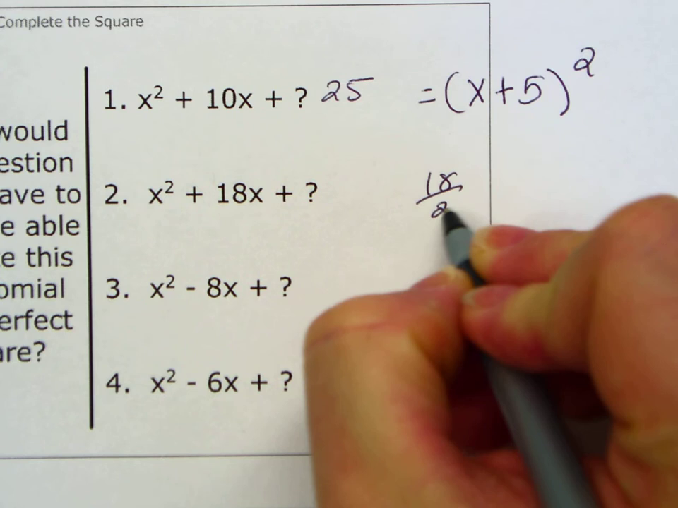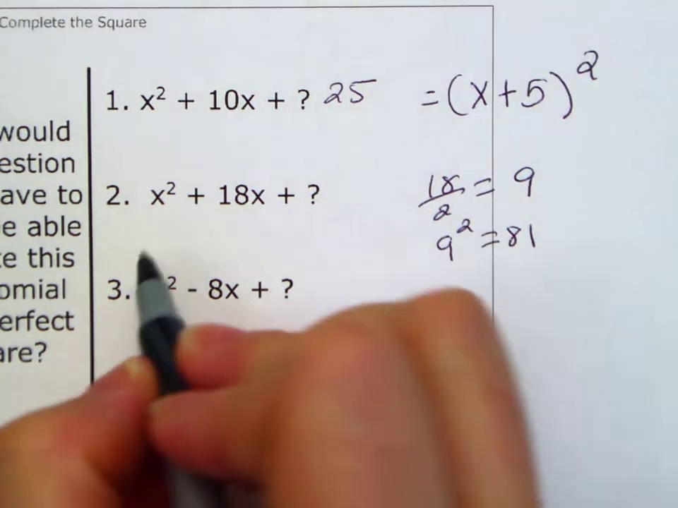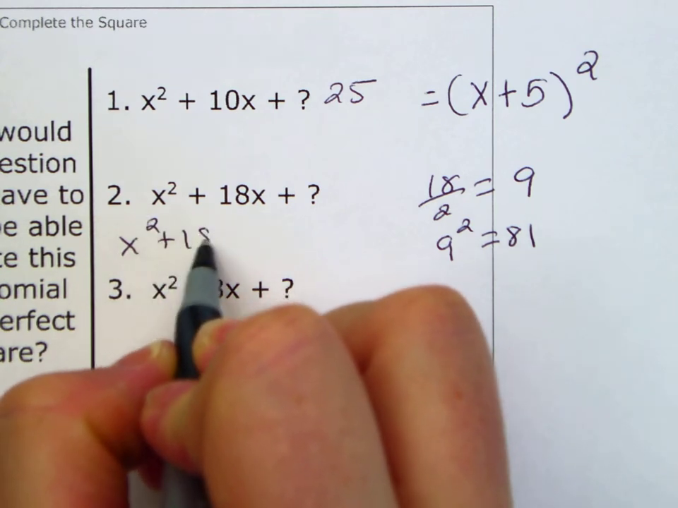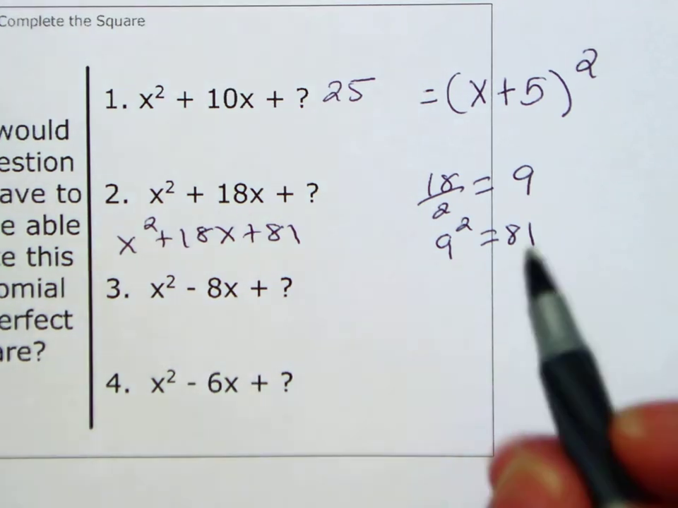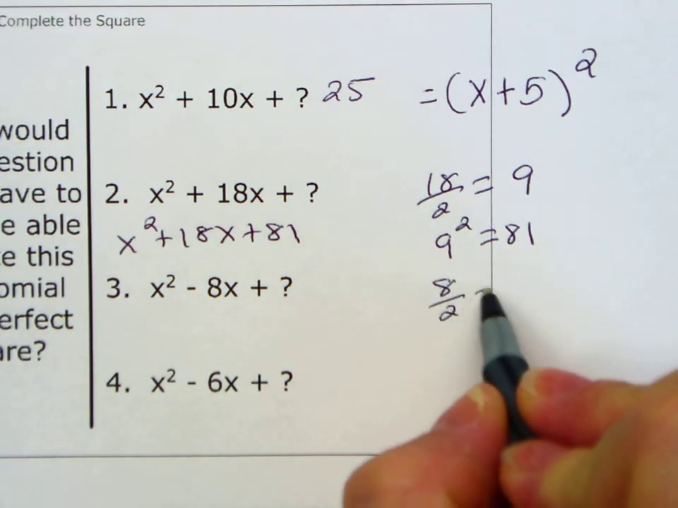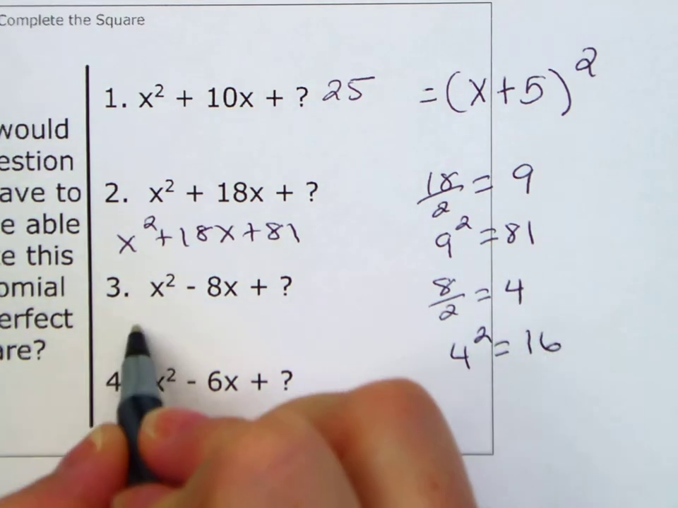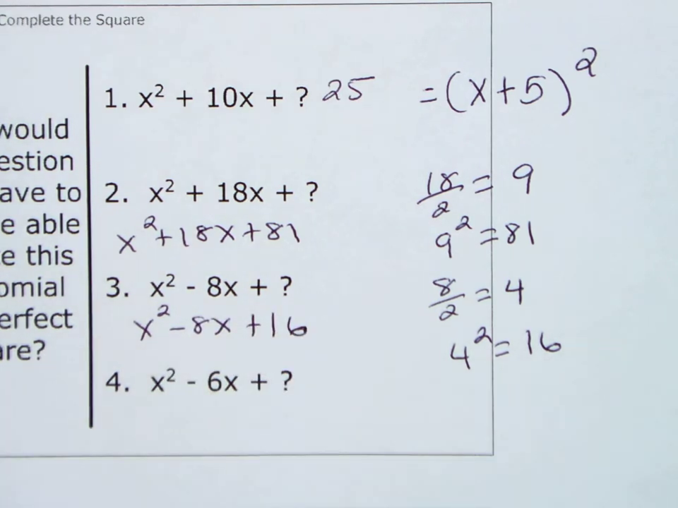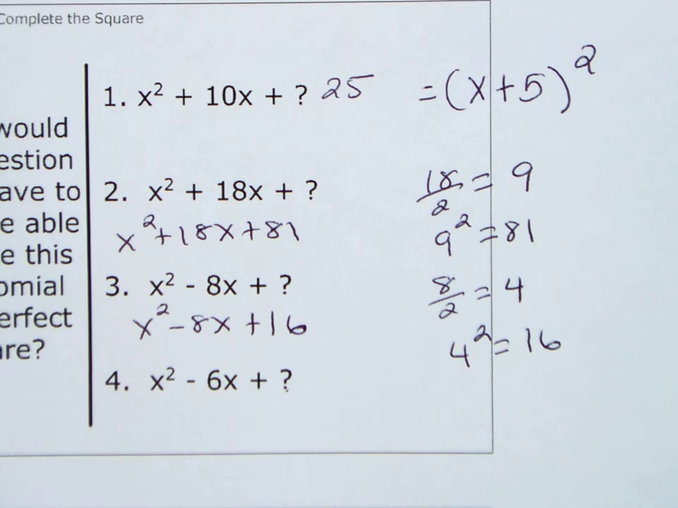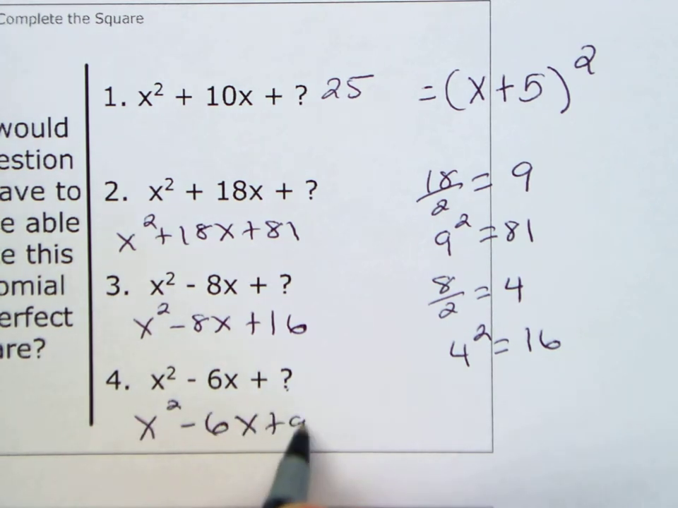18 divided by 2 is 9. 9 squared is 81. This is x squared plus 18x plus 81. Okay. How about the next one? 8 divided by 2 is 4. 4 squared is 16. X squared minus 8x plus 16. Last one, what should this be? 9. X squared minus 6x plus 9.